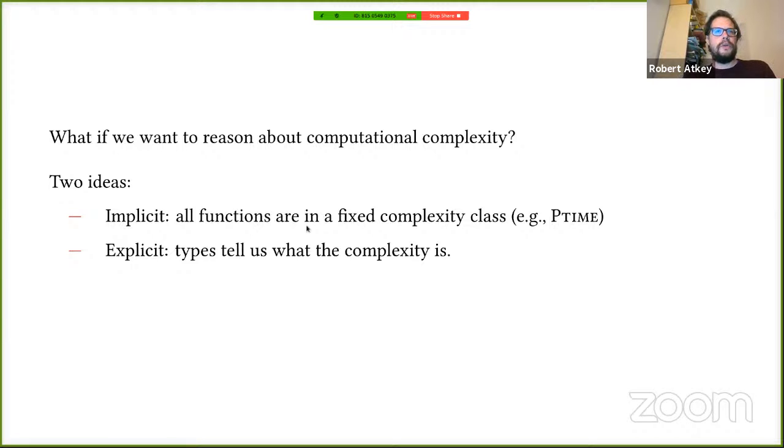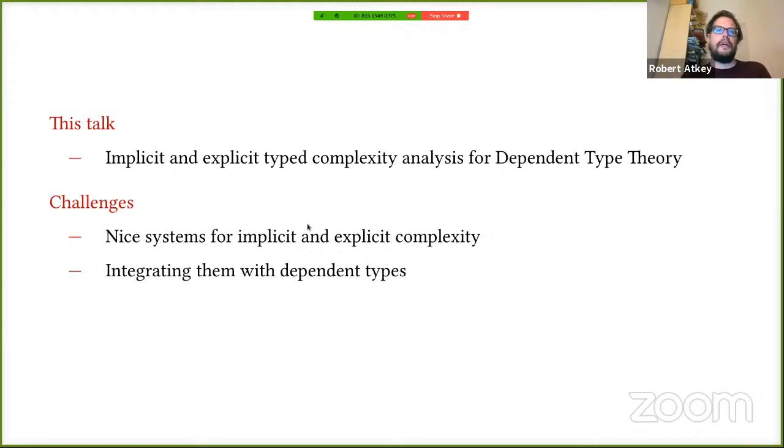So this talk is going to be implicit and explicit typed complexity analysis for dependent type theory. I'm going to give you two systems which are implicit and one system which is explicit within dependent type theory. The core part of this is going to use a kind of linearly typed dependent type theory that I've worked on called quantitative type theory. And then we're going to work by adding extra bits on top of that.